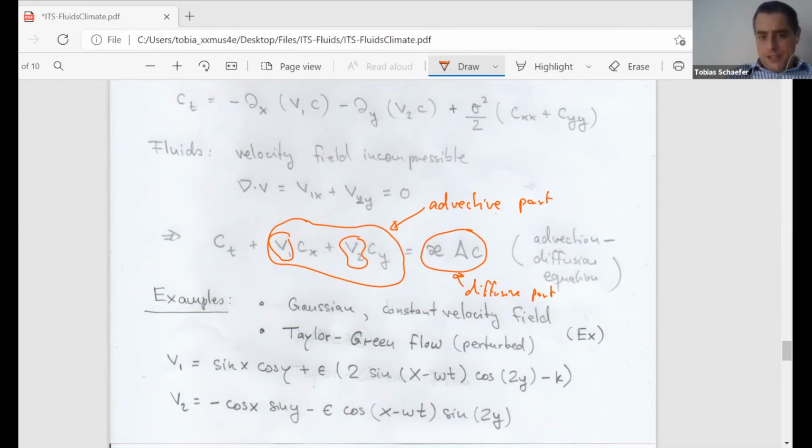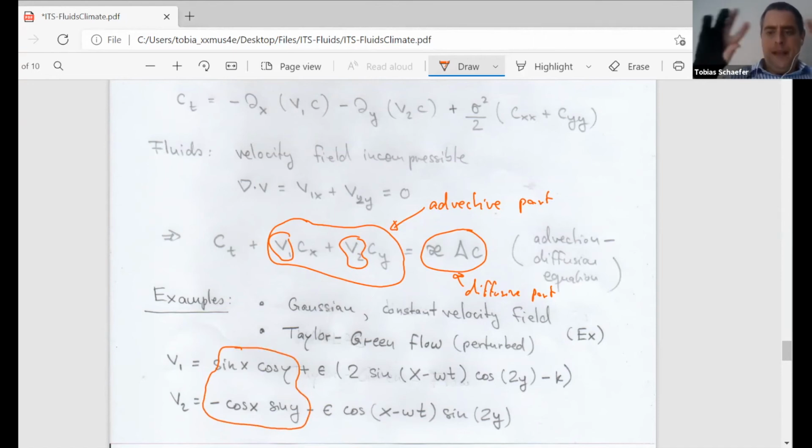Things become much more interesting if you make those velocity fields time dependent. A standard example of this time dependence is a so-called Taylor-Green flow, which is essentially given by this velocity field here. What it does, we'll see how the numerics are set up, is basically just rotate the fluid in 4 different parts.